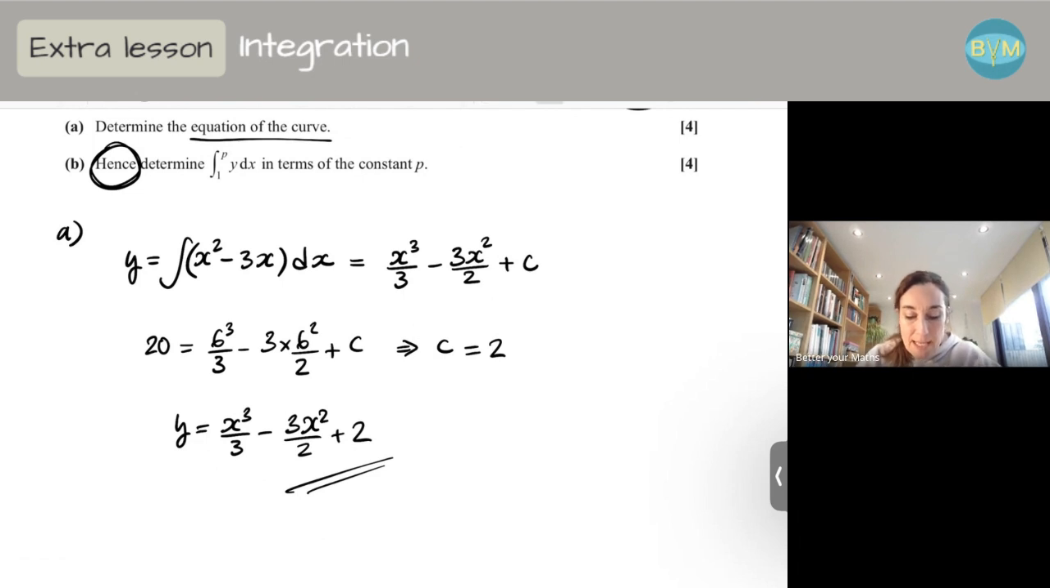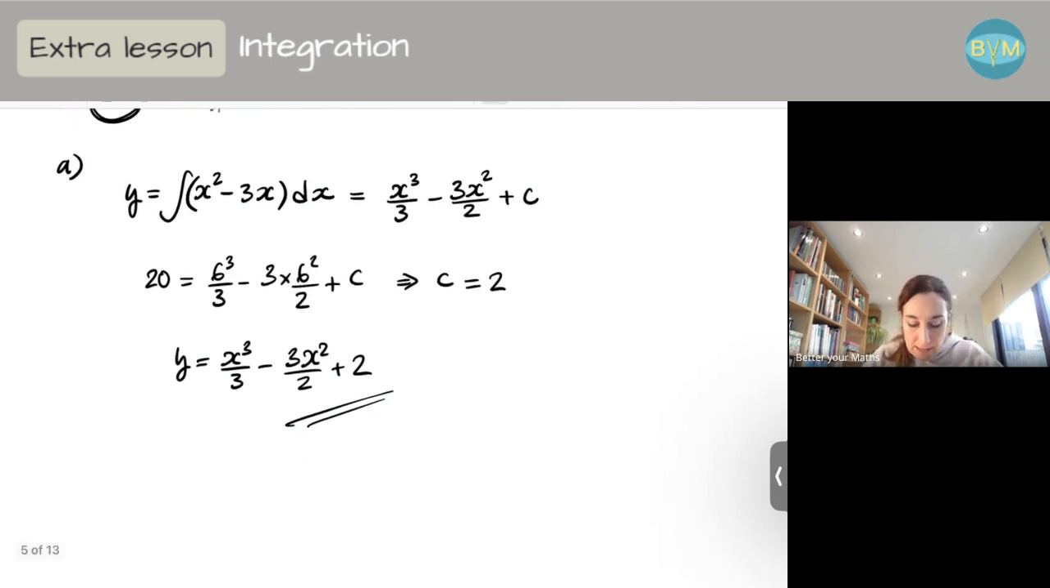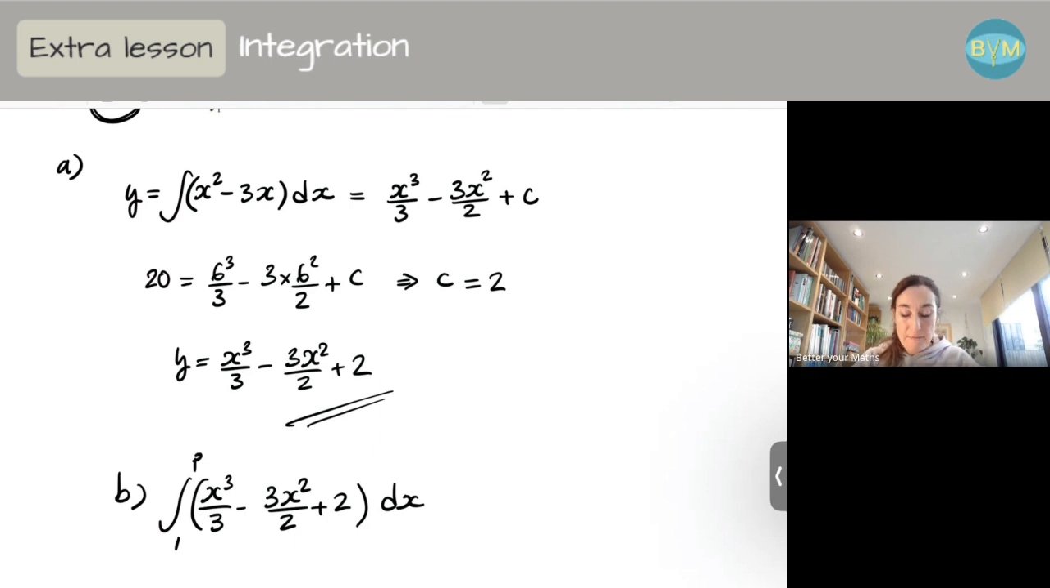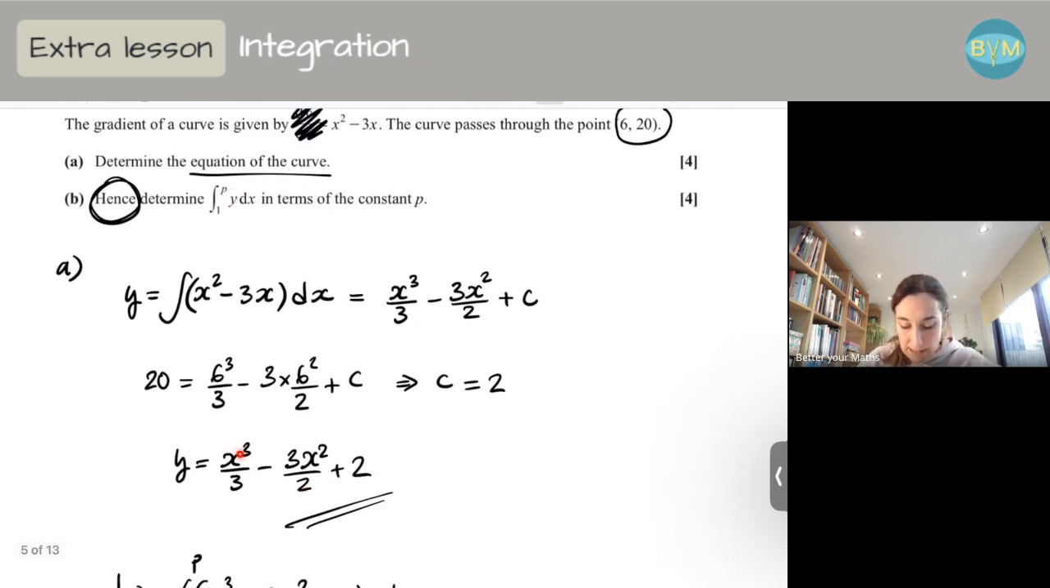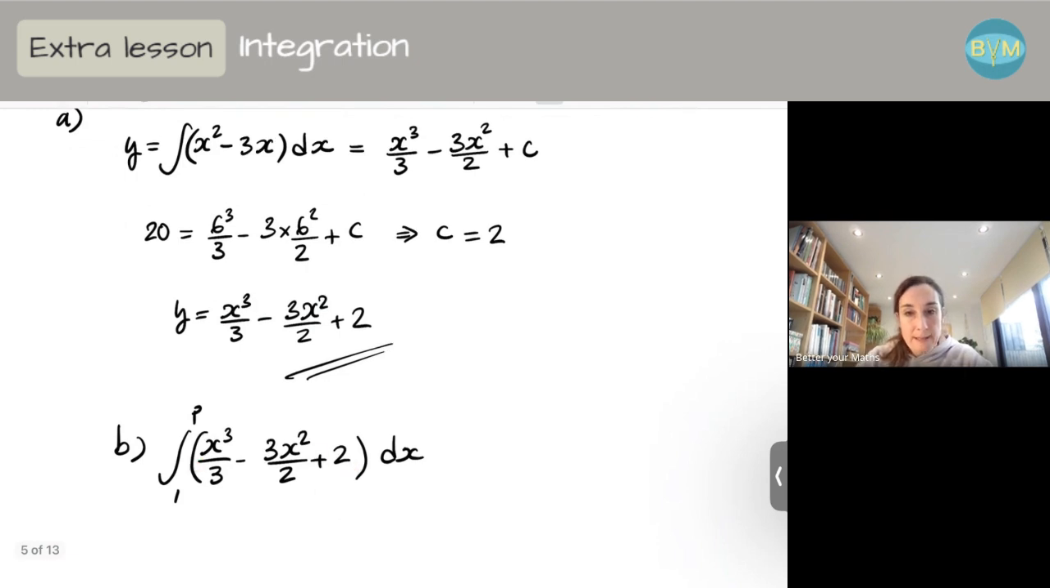Then, hence, we are going to use that information. We have to find the integral of this function between 1 and p in terms of p. So we are going to leave our answer in terms of p, and that's fine because that's what they're asking us. So for part b, I'm going to integrate my function, x cubed divided by 3 minus 3x squared divided by 2 plus 2, dx, and my limits are 1 and p. As I did before, first I integrate my function and then I substitute the limits. I am integrating y, and y is this function that I just found. Is it clear? So let's go integrate.